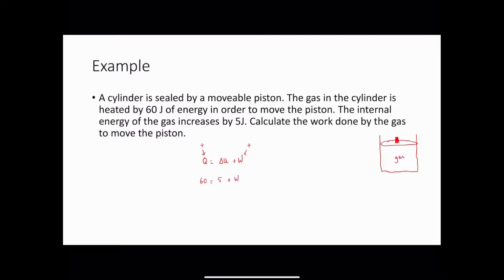We're going to end up with our equation looking like this. Therefore, work done is going to be equal to 60 minus 5, which is equal to 55 joules. So 55 joules of work is done by the gas to move the piston. Okay, pretty simple like that.